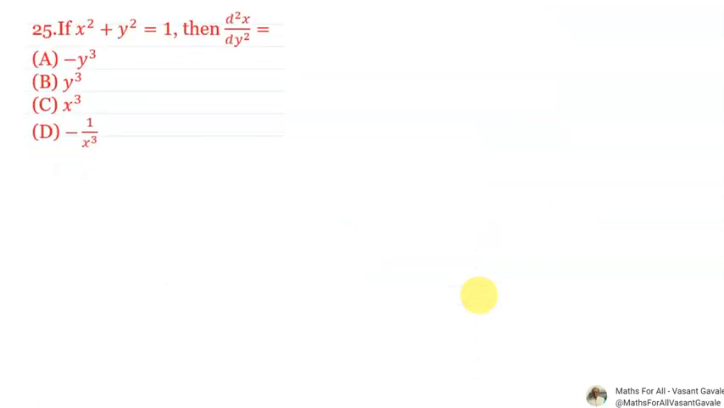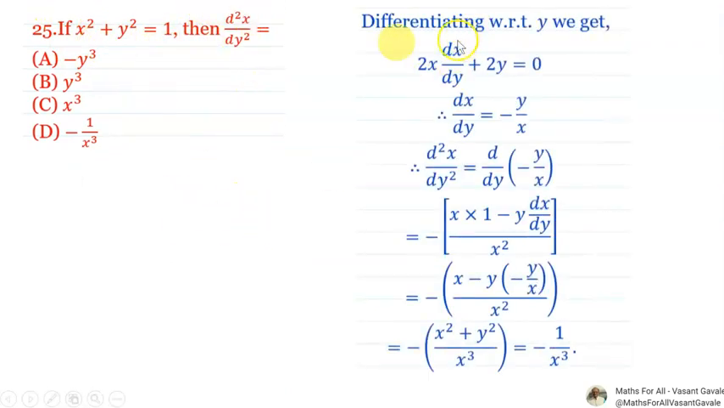and the next example: if x square plus y square is equals to 1 then d2x by dy square is equals to. Now differentiate this with respect to y. Implicit type function आहे, परंतु आपल्याला d2y by dx square find out करायचं आहे.